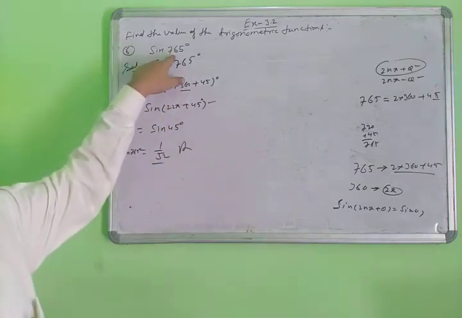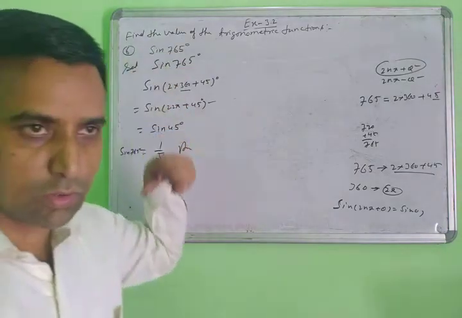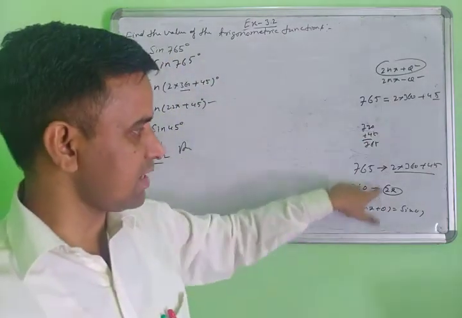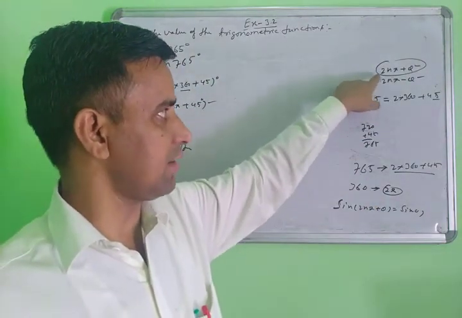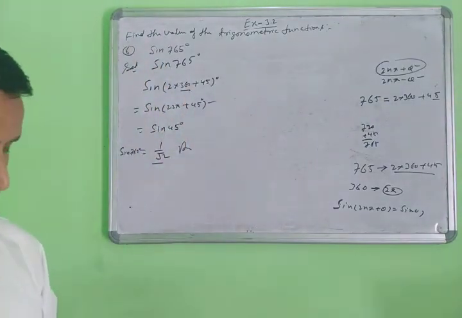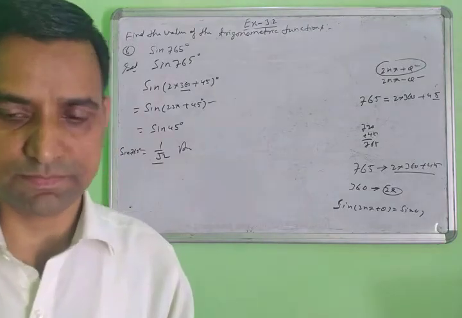For other angles, suppose 700, 800, 900, 1000, 1200, 1500, any angle you convert in this way. Then using any one idea, 2 n pi, or 2 n pi plus, or 2 n pi minus, solve the question. Yes, note down. Next.